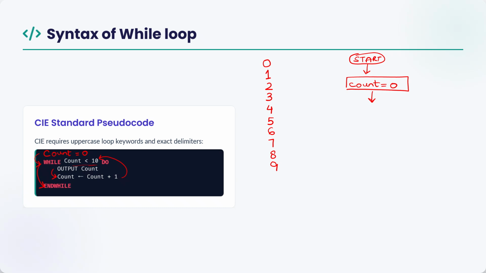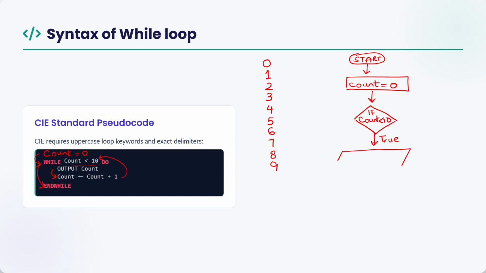And then after count equals 0, since it is going to test, therefore the while loop is entered and we are going to enter the test value. Count is less than 10. If this is true, then what to do? Output count.